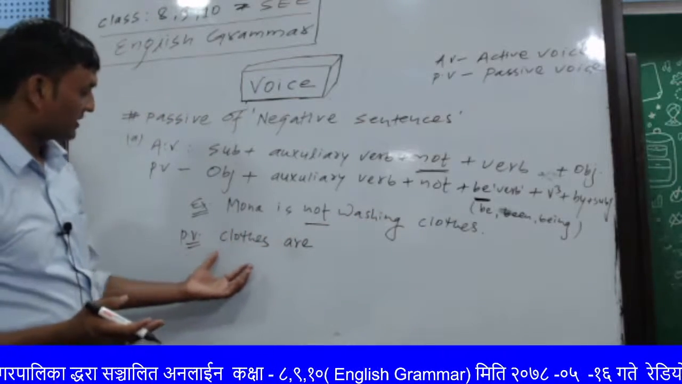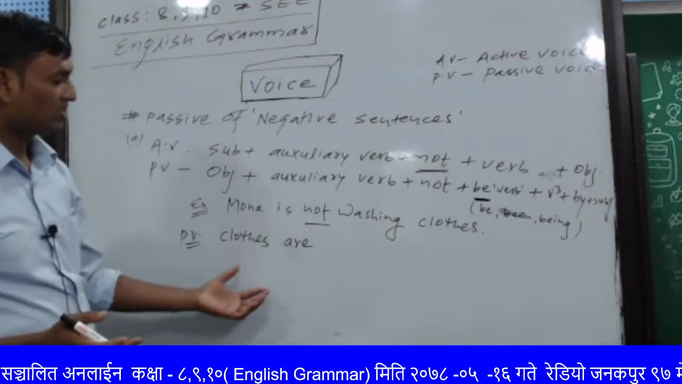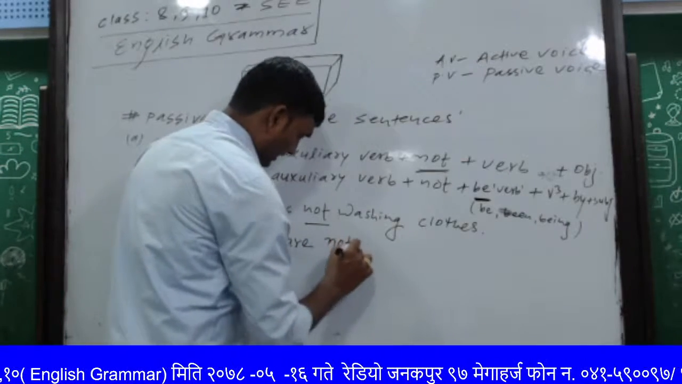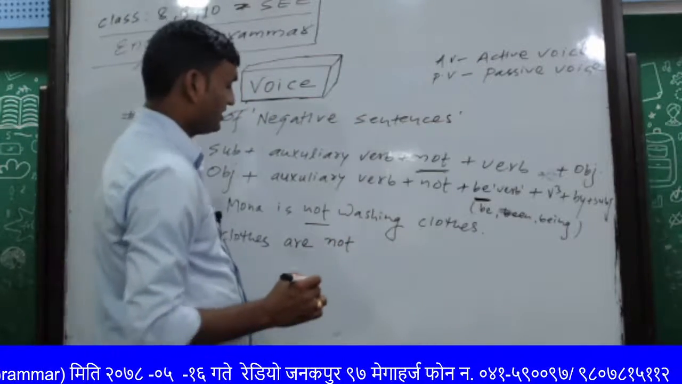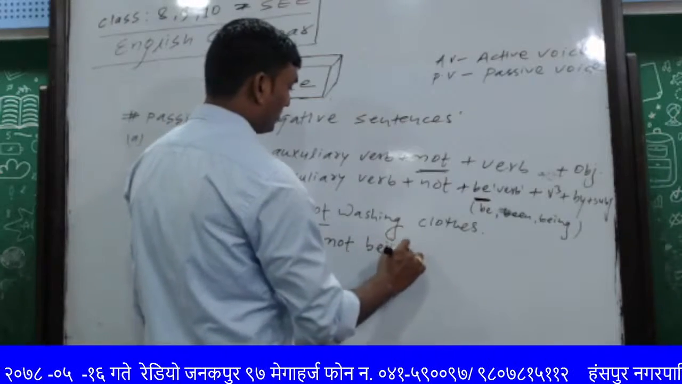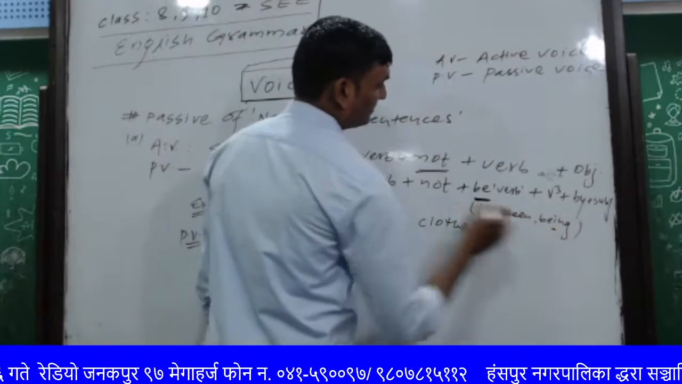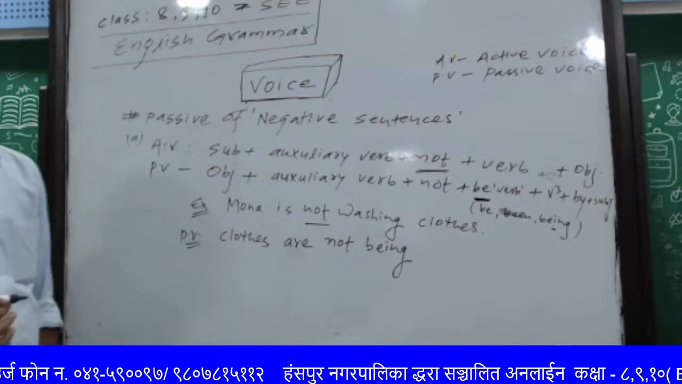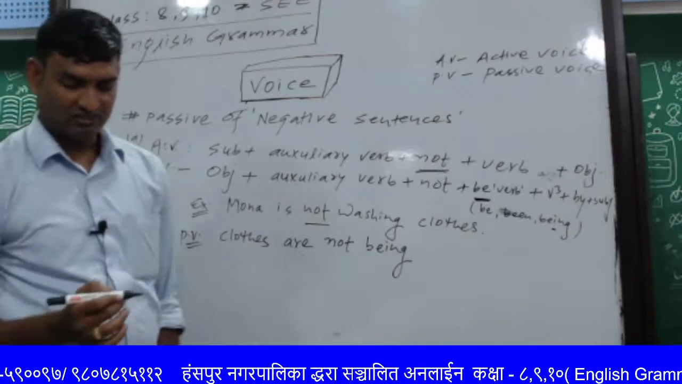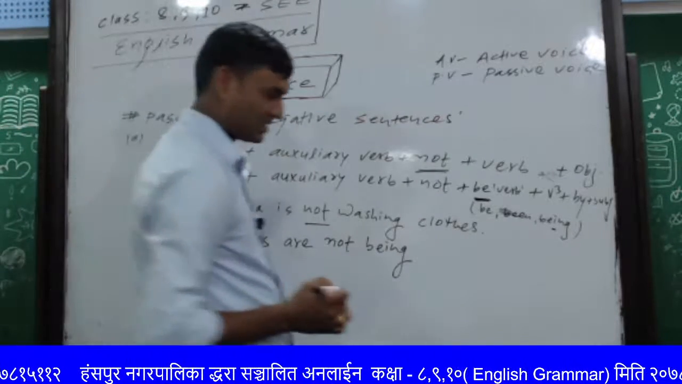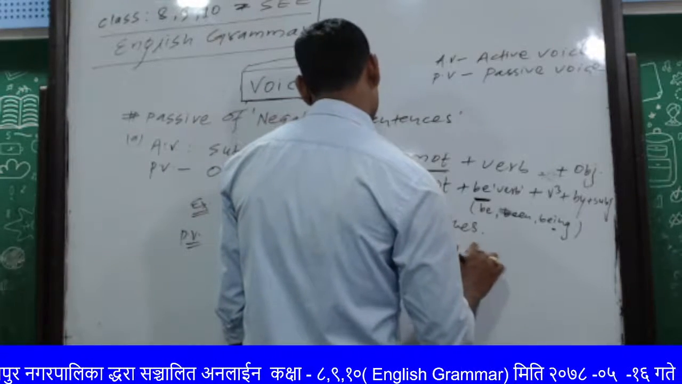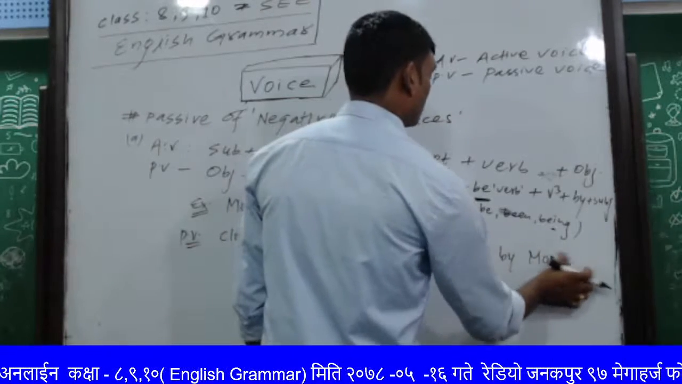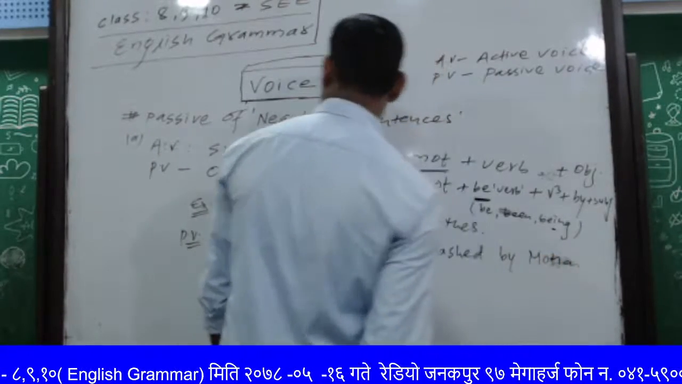And for passive voice, the subject is now ready. So clothes are not, then the present continuous structure is am, is, are plus being. So here the be verb is being. Then after the be verb, V3: washing becomes washed, by Mona. Mona is the subject here.